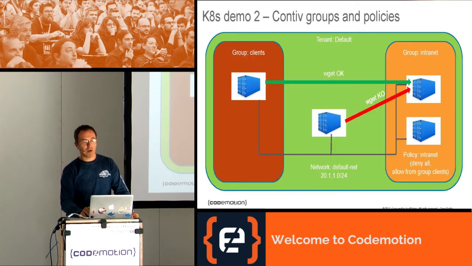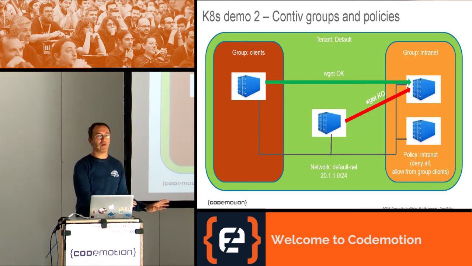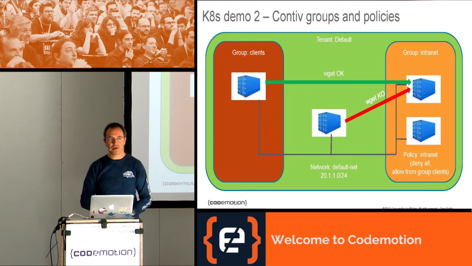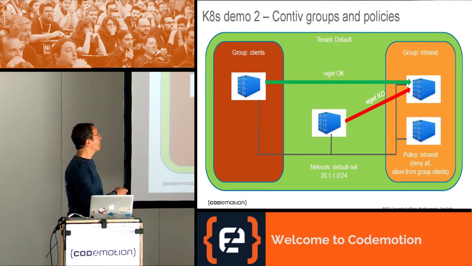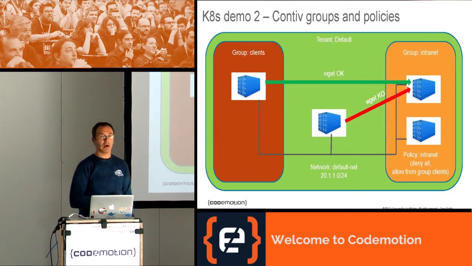And the second demo will demonstrate the groups and policies. So within only one tenant, I am removing tenant blue and tenant red. I will only use the tenant default. I will create 2 groups of containers. One is called clients, the other one is called intranet, and then I can also create containers or pods, actually, since this is Kubernetes, outside all the groups, so in the open world, I would say.